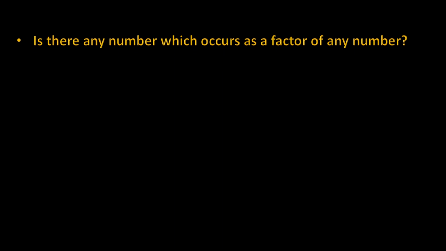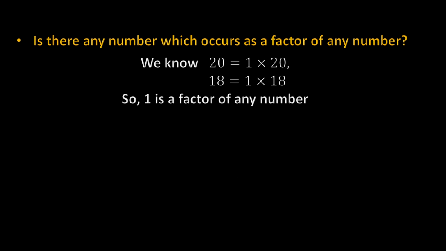Now let's study some properties of factors. First one, is there any number which occurs as a factor of any number? Yes, 1 occurs as a factor of any number. Why? We know that 20 is 1 times 20, or 18 is 1 times 18. If we take any number, 1 times that number gives the required number. So we can say that 1 is a factor of any number.